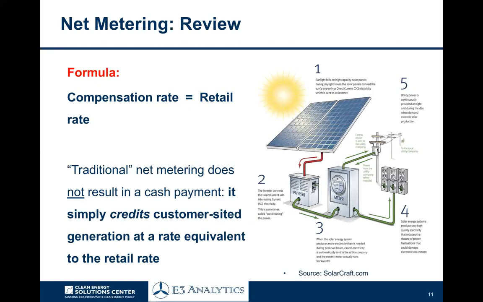Under net metering, as a result, the compensation mechanism is essentially the retail rate. So if you pay 12 cents for your kilowatt hour, you get 12 cents in kilowatt hour value back, and you can carry that over in time into the future. Key point here, which we'll come back to over the course of the presentation, is that traditional net metering does not result in a cash payment. It simply credits customer-sited generation at a rate that is equivalent to the retail rate. So in other words, you will get a bill credit, but the utility will never send you a check. That's classic net metering.